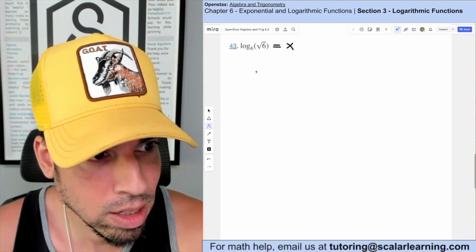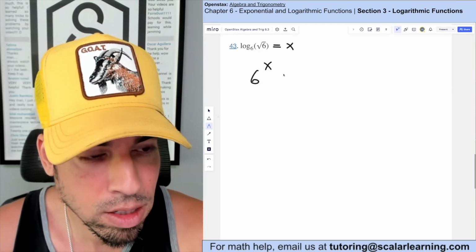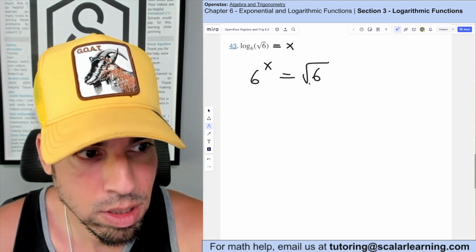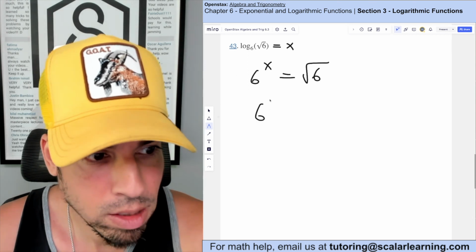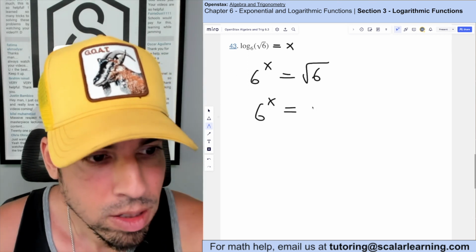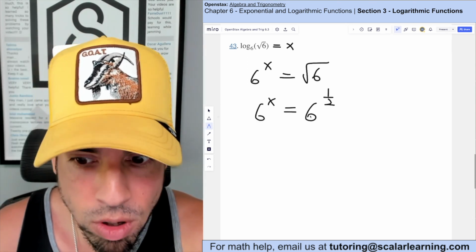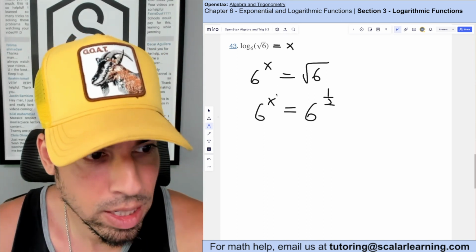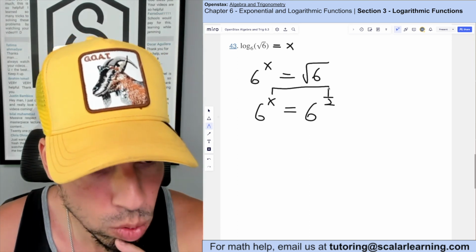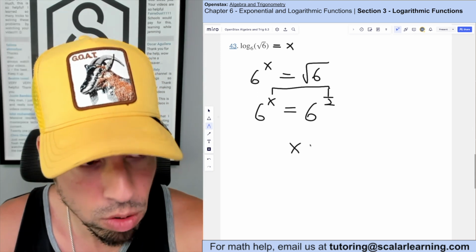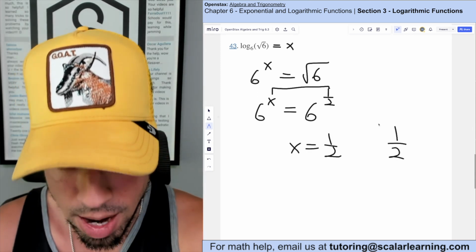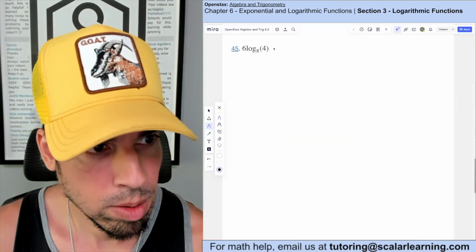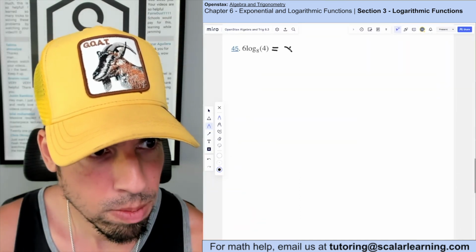So this is saying 6 to some power x equals the square root of 6. Now, what is the square root, right? If we write it as a power, it's really 6 to the 1/2 power. And now that we have it laid out like this, of course, x must equal 1/2 if these two sides are going to be equal. So x equals 1/2, which means this thing evaluates to a value of 1/2.